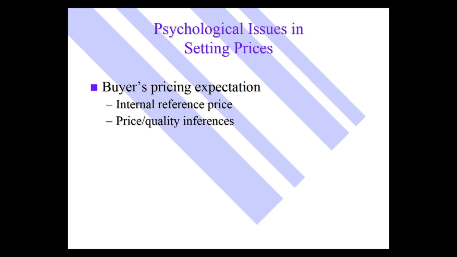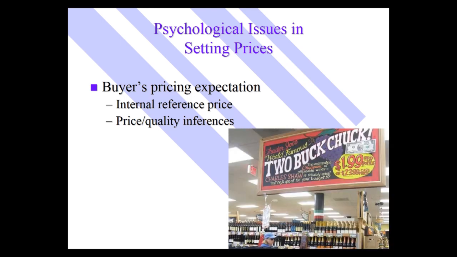But interestingly enough, even in that category where so many people do use price as an indicator of quality, Trader Joe's was able to introduce a very successful product, kind of cutting against the grain, if you will, and they called their product $2 Chuck.